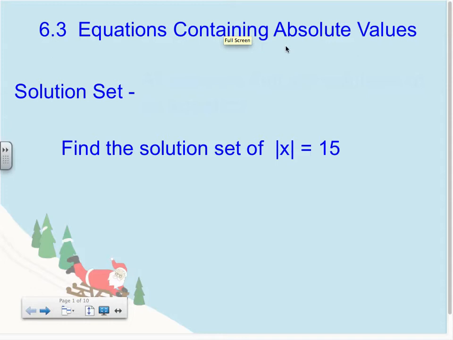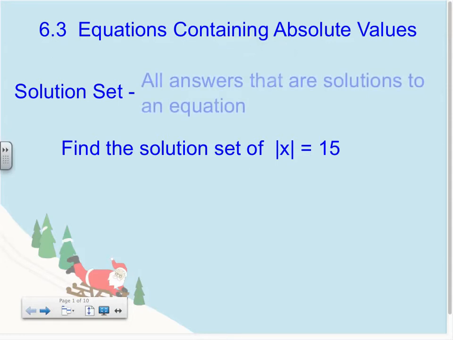This is section 6.3, which is equations that contain absolute values. First thing we need is something called a solution set. You can see here it's just all the answers that are solutions to an equation. The book is going to write things in solution set notation. We're not really going to need to do that, but we'll look at one example here where they do that.